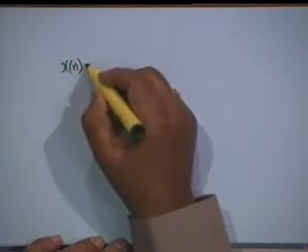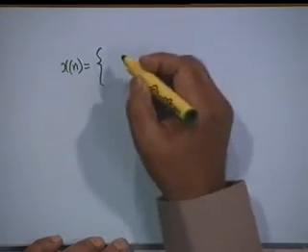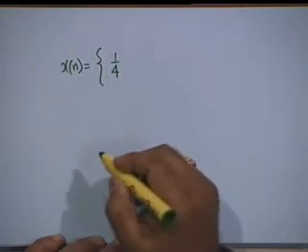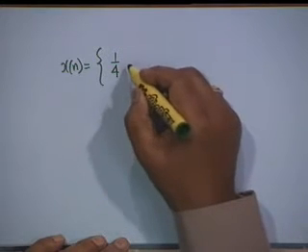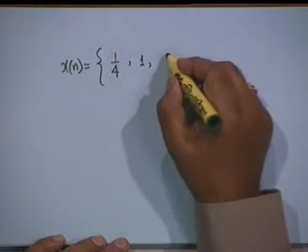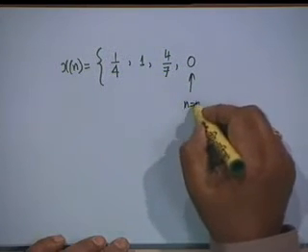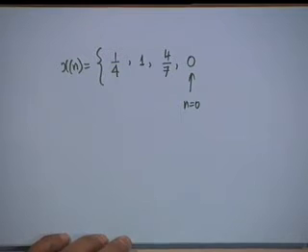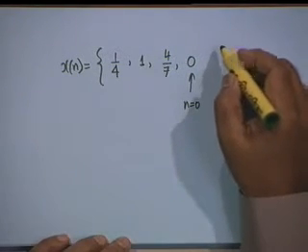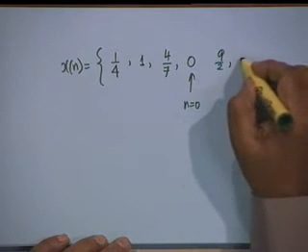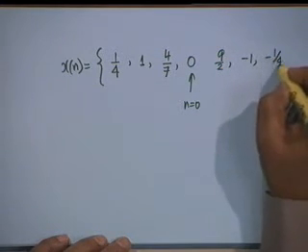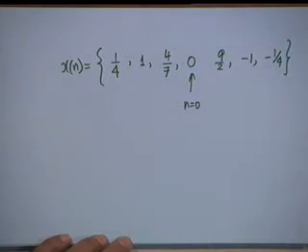I suggest that you do this simplification and verify that the sequence becomes, I have carried this out, I do not want to do the algebra here, the sequence becomes 1/4, 1, 4 by 7, 0, and this is n equal to 0. You must indicate where the pivot is, n equal to 0, then you have 9 by 2, minus 1, minus 1/4. This is the sequence that you get.